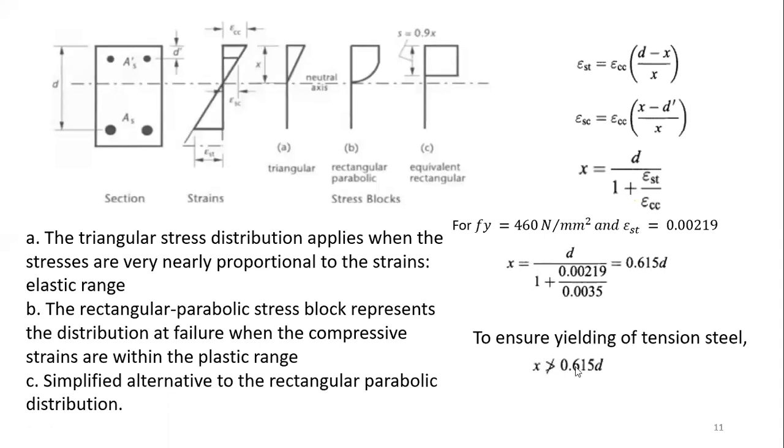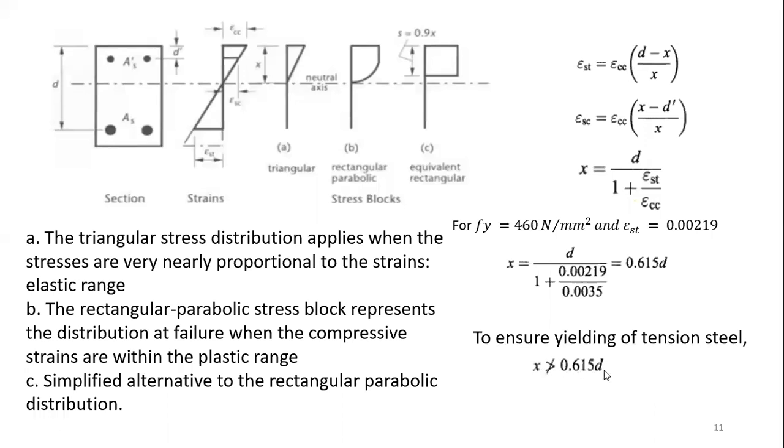So to ensure yielding, that is, to ensure that steel is taking part in resisting tension, the neutral axis must not exceed 0.615D. Else, if it exceeds, it means the tension steel will not be yielding and will not be performing its function. So this is what you must always understand.